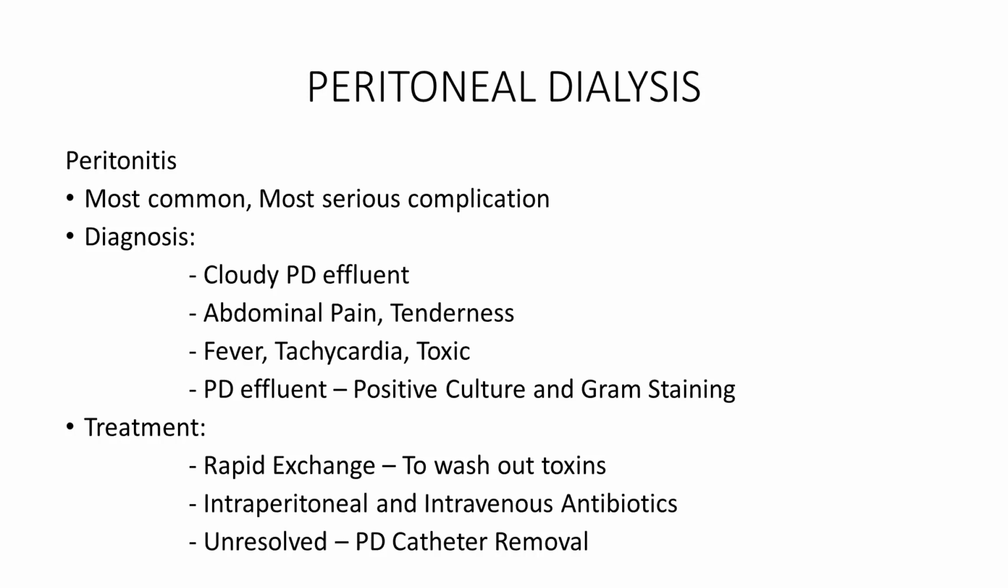Patient may complain of abdominal pain and tenderness, fever, tachycardia, and look toxic, but these things come later. The first indicator of peritonitis is cloudy peritoneal fluid. And PD effluent cultures are positive, and if you get these things cultured, they are positive with gram staining. Now, how do you treat peritonitis? Rapid exchanges to wash out toxins, intraperitoneal antibiotics, and if it is not responding, you may have to abandon peritoneal dialysis and remove the catheter.